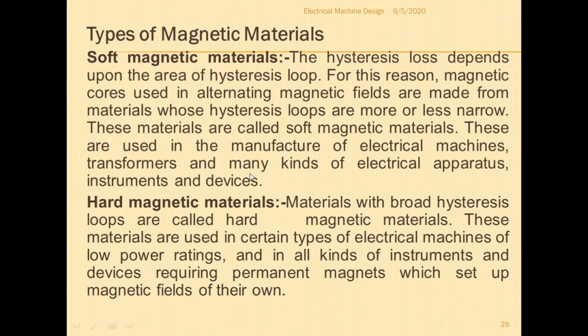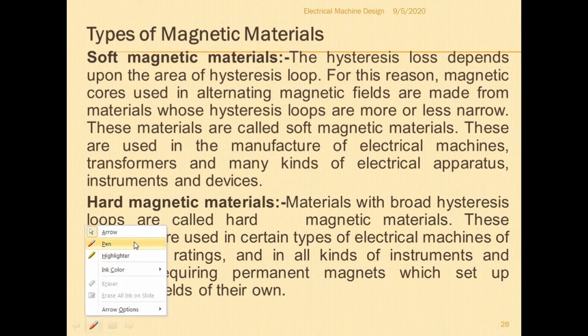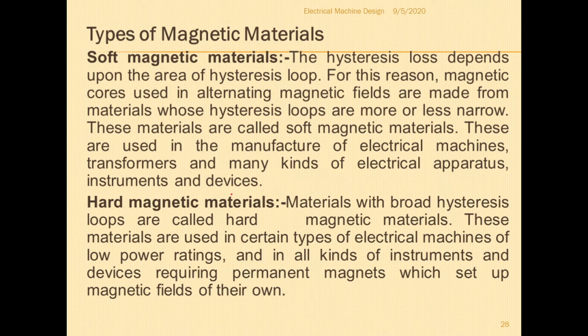These are used in the manufacture of electrical machines, transformers, and many kinds of electrical apparatus, instruments and devices. So soft magnetic materials are used in electrical machines, transformers, and many kinds of electrical apparatus, instruments and devices, because their hysteresis loss depends on the loop being narrow or less narrow, correct.